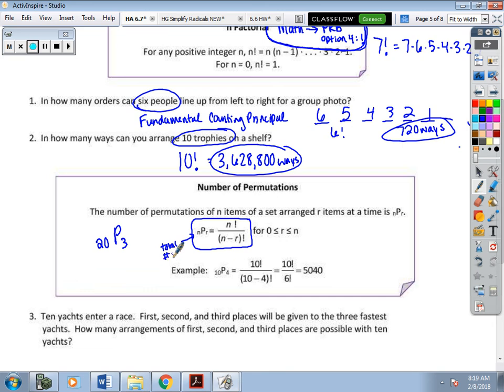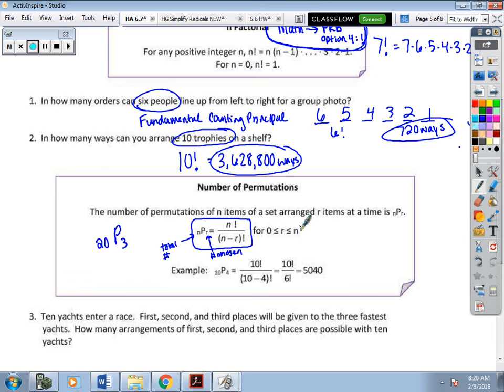The first number, the n, is going to be the total number of people, items, whatever that you're selecting from. r is the number that are being chosen from the group, so that would be 3. And then you would substitute into this formula, which you don't have to memorize, but you do have to know how to plug into and apply, which is n factorial over the quantity n minus r factorial. And it does tell us that r has to be between 0 and n.